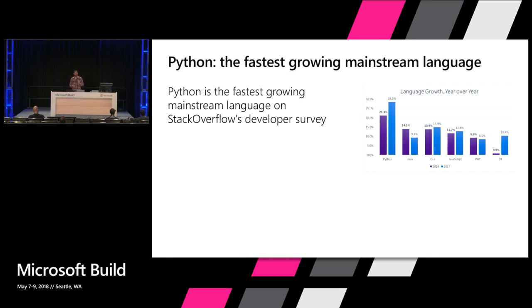So I don't know how many of you have seen some of the information coming out of Stack Overflow, but Python is actually currently the fastest growing mainstream language, according to the most recent developer survey. In the 2018 Stack Overflow developer survey, 38.8% of developers indicated that they're using Python. And if you look at the language growth year over year, it's grown in 2017 and 2018, 28% and 21% year over year. So it's got a huge share, and it's continuing to grow really quickly.